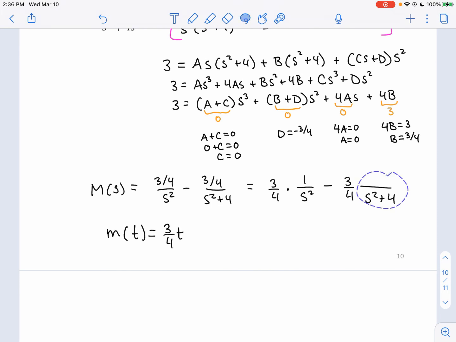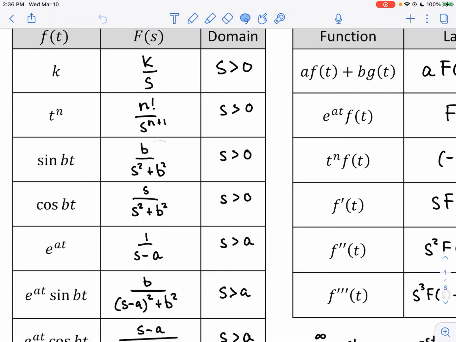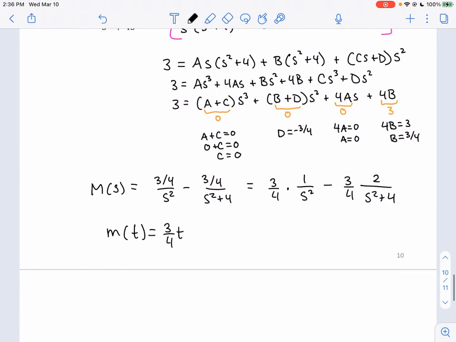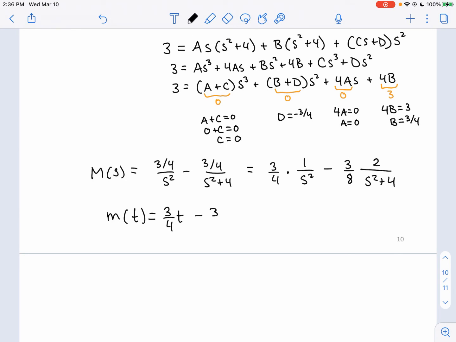And then the second one, we have an s squared plus 4 with a constant above. That is going to be looking at the sine. And we have a plus 4 there. So I need to put a 2 up in the numerator. So I need a 2 up in this numerator, which means I need to get rid of that division by 4 and make that 3/8. And so now we can say minus 3/8 of the sine of 2t.